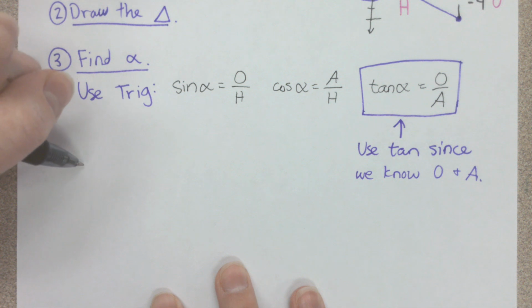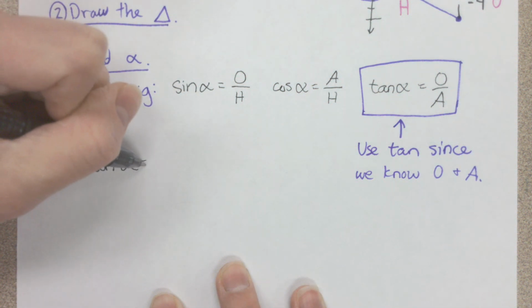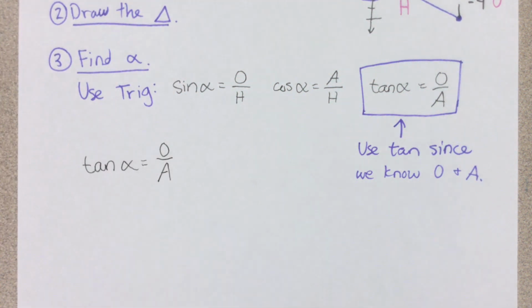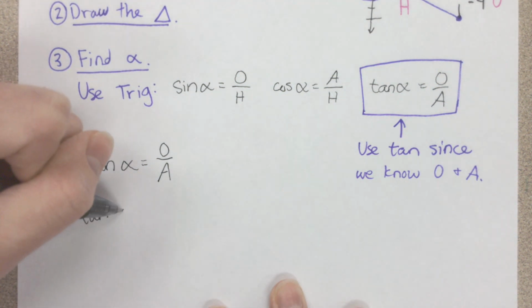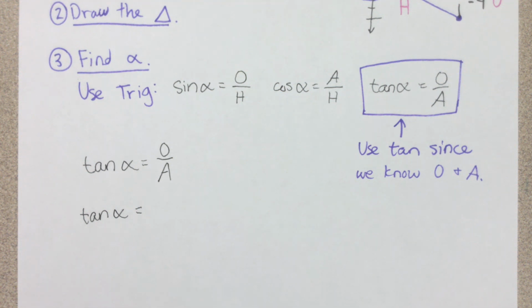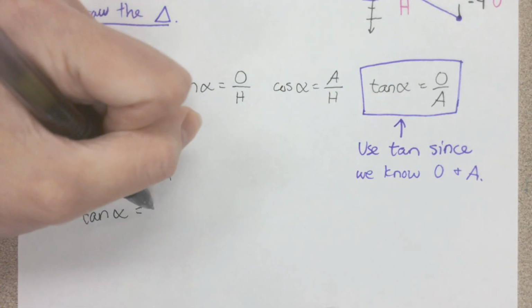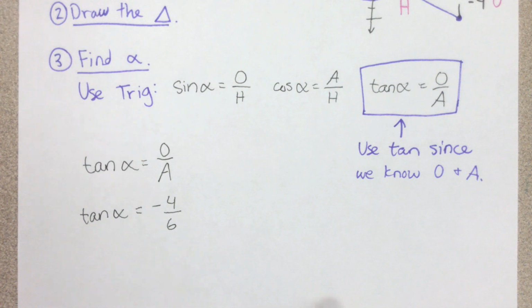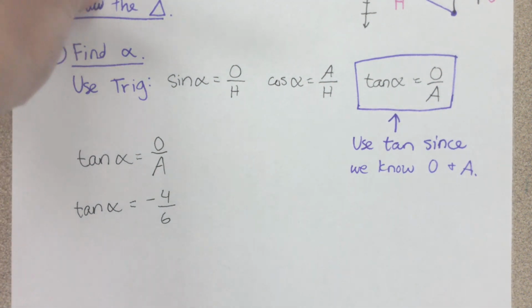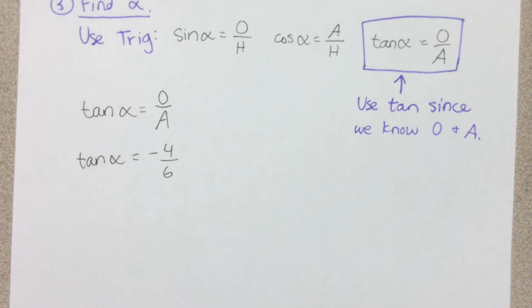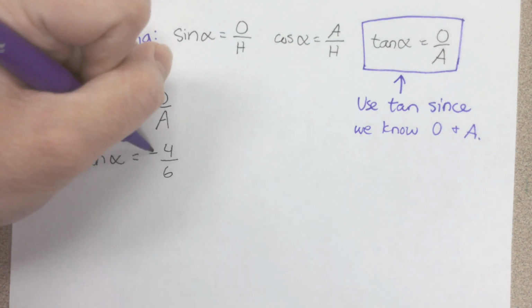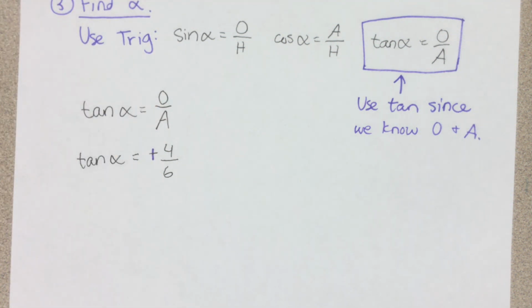So I'm going to set it up over here. Tangent of alpha equals O over A. I always just set up the basic equation with nothing filled in yet. Tangent of alpha is equal to negative 4 over 6. Now, does anyone remember the golden rule of alpha? Yeah, it can't be negative. Alpha is always positive, so if it's negative, make it a positive. It's very simple. Just fix it.